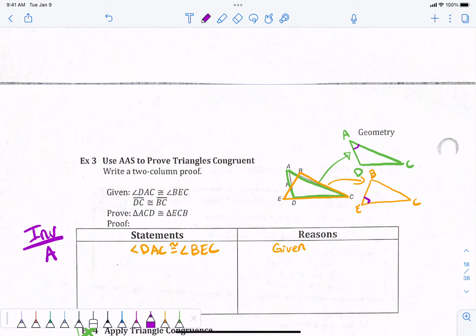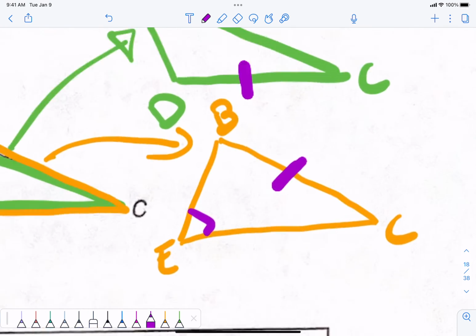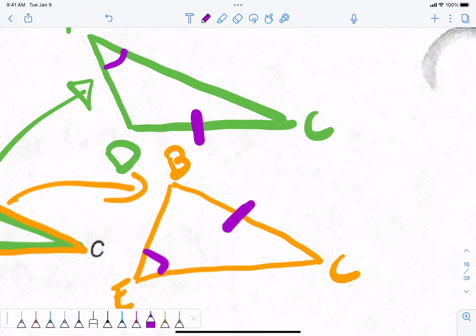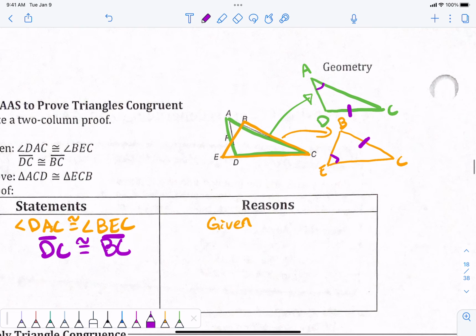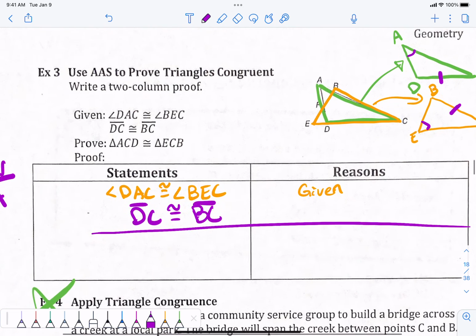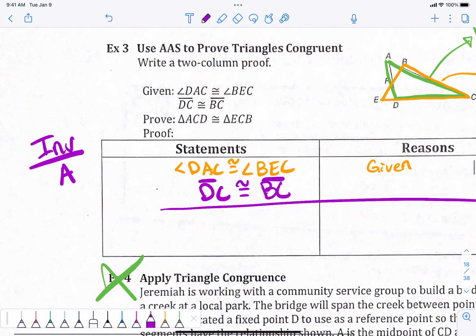All right, then the next piece of given information we have is that DC, that's a side, is congruent to BC. That's another side. So DC is this guy, BC is this guy. So we have those two matching up like that. Okay, that's given to us. We don't even have to work for it. It's all given. So that's all my given information. That gives me another side, right? So we have an angle and a side. So we either need another angle or another side.